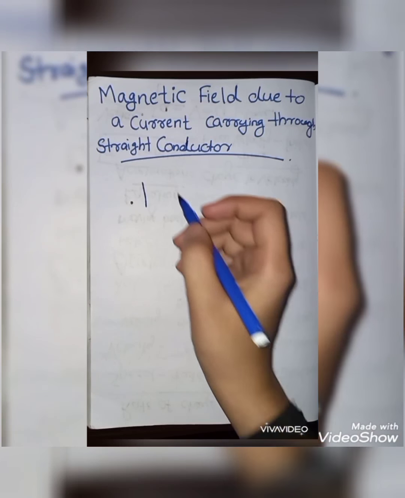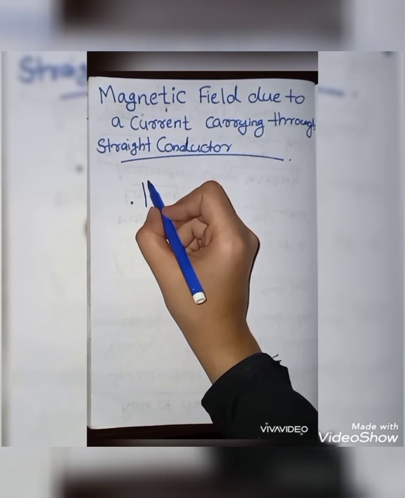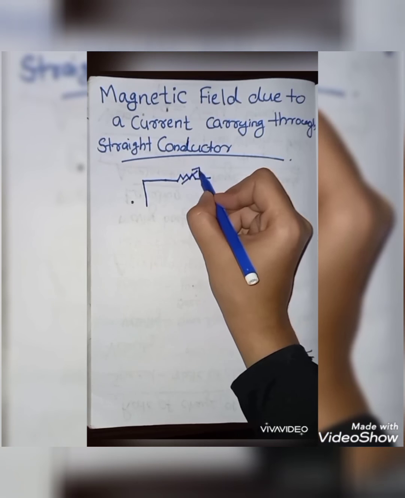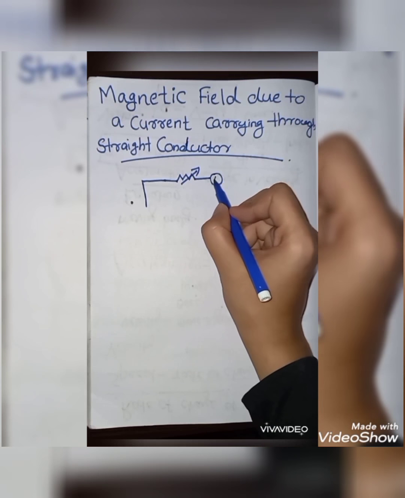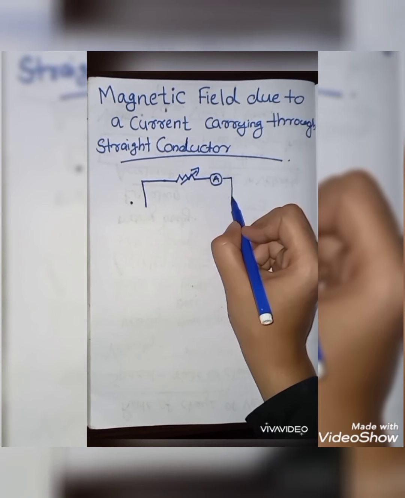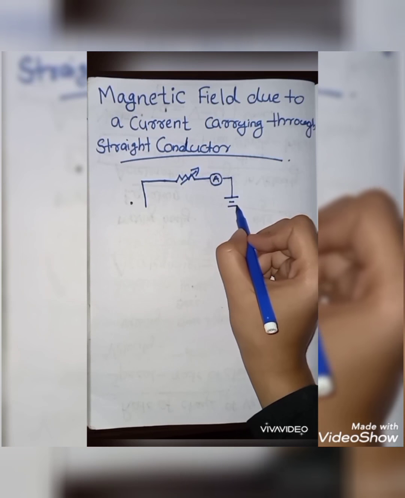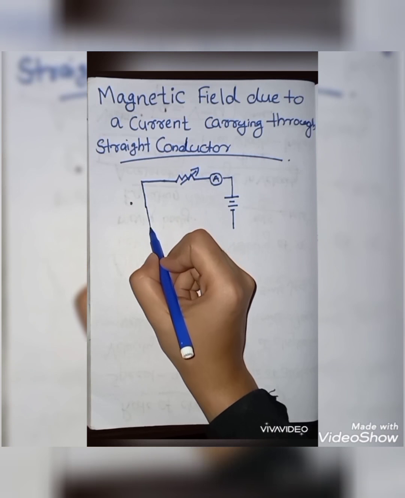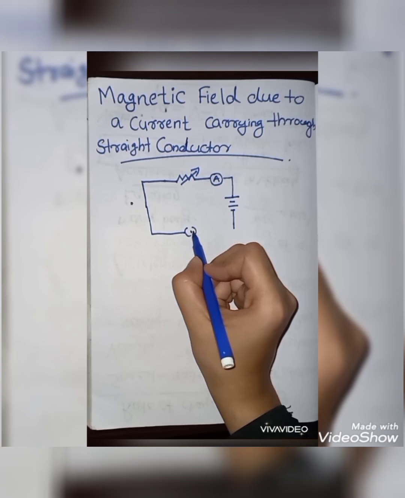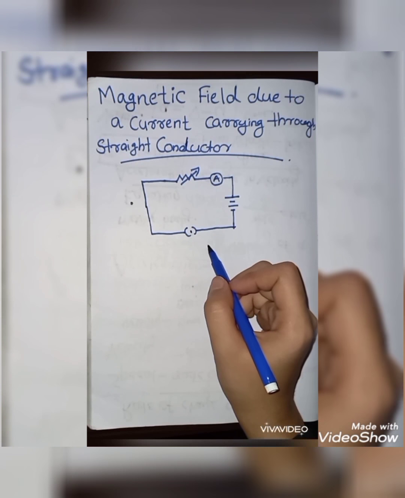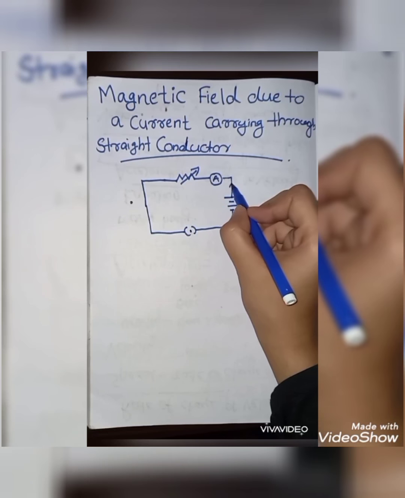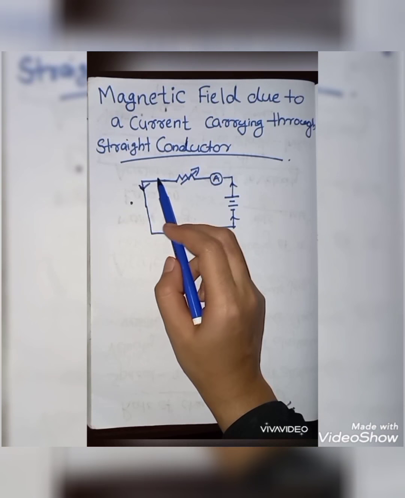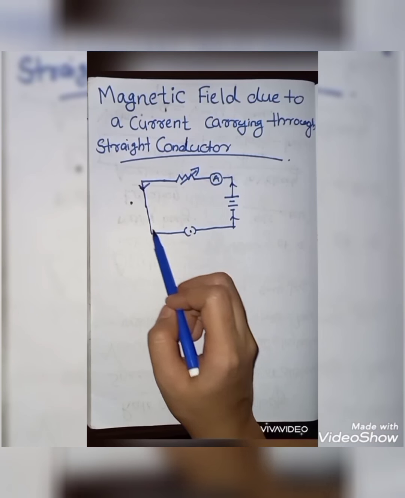Here we are drawing a circuit. This is the rheostat, an ammeter, and a battery. Then the key. The current flows from positive to negative, like this. Here this is a straight wire.